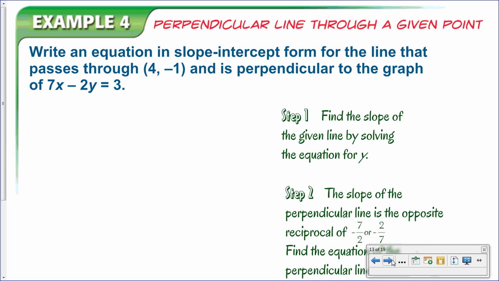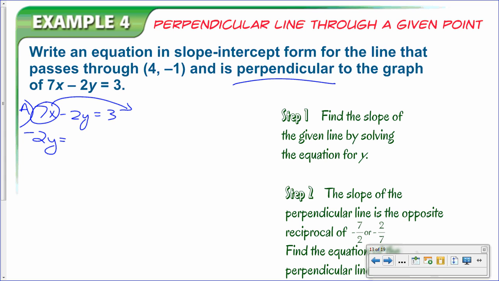Okay, this is probably one of the hardest ones that you'll have to do. Write an equation in slope-intercept form of a line that passes through (4, -1) and is perpendicular to the graph. Okay, if it's perpendicular, I gotta find the slope of this line, right? So move that over there. -7x plus 3 divided by -2. Y equals 7/2x minus 3/2.